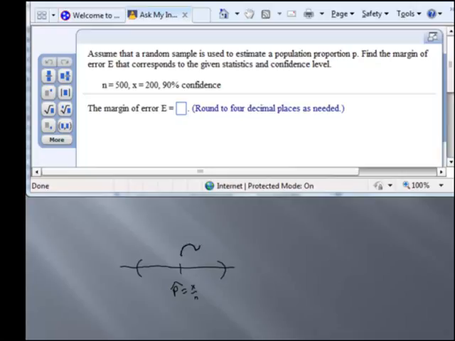then we add the margin of error to it and subtract the margin of error from it. And then that gives us our interval endpoints, which would be P hat plus the margin of error and P hat minus the margin of error. So what we'll do is we'll use StatCrunch to help us find these interval endpoints. We'll subtract them and then divide by 2.